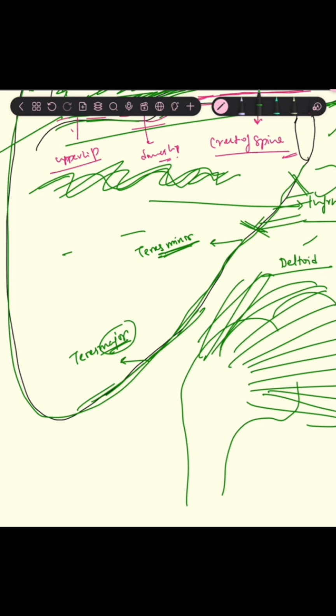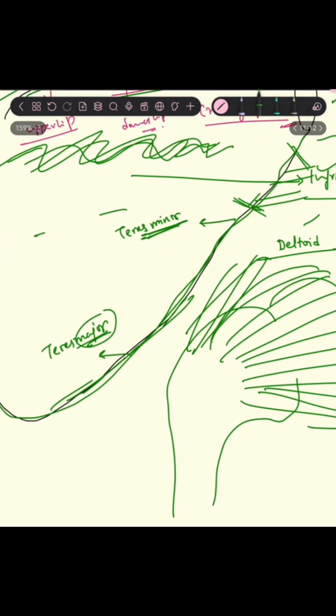So the lower 1/3 of the lateral border of the dorsal aspect will be the teres major and the upper 2/3 will be the teres minor. You do not think the teres major should be very large, so it will be taking a 2/3 space. No, teres major will be taking only a 1/3 space. The teres minor will be taking 2/3 of the lateral border along the dorsal aspect. Okay, these two are those muscles which are taking their origin from the lateral border.